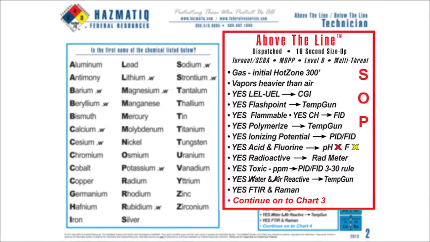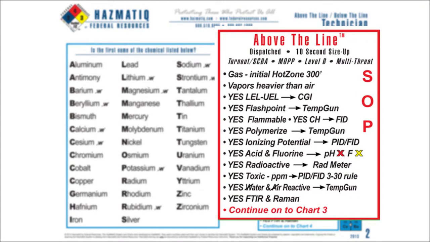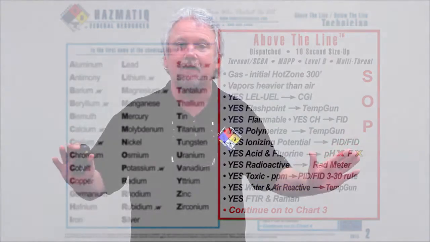As soon as you say above the line, your whole team should be thinking the same way. I'm predicting that this is a gas that's heavier than air. It has an LEL and a UEL. It has a flash point. There's carbon and hydrogen. It has an ionizing potential, which I don't know yet. I'll find that out in the book. There's carbon and hydrogen, so you can use the FID. The chemical is toxic in parts per million. It polymerizes. It's radioactive. It's an acid. It's got fluorine, and it reacts with water and air. Done. It's the same size up every time you say yes to it. It's above the line. Next, if you look at the bottom, it says continue on chart number 3.